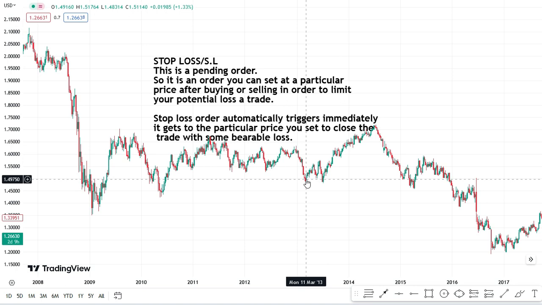Okay, so it is very, very dangerous to enter or open a position, either short or long, without a stop loss. Take that. It is very, very important.